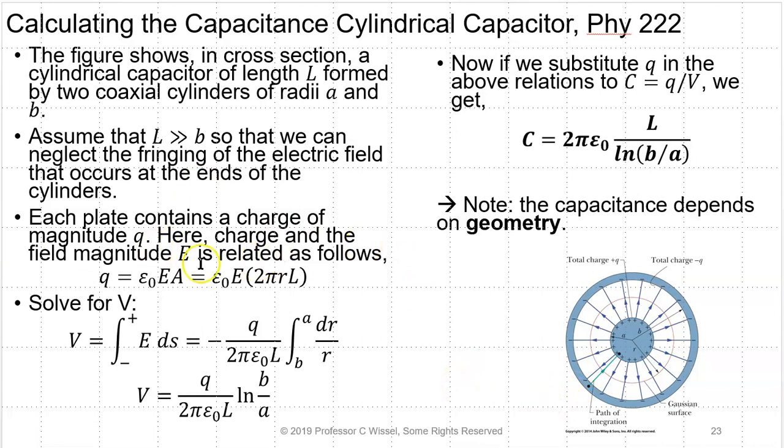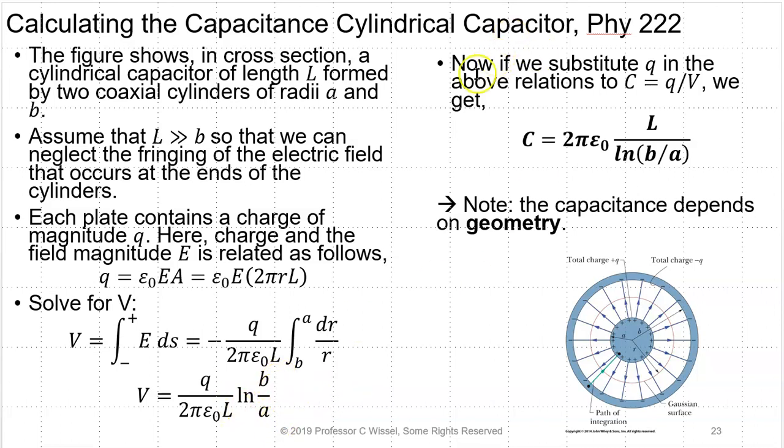Here the charge and the field magnitude E are related as follows. Q equals epsilon naught E times A, or epsilon naught E times 2 pi RL. This is just the area of the cylinder. We're going to solve for V. V equals the integral from negative to positive plate of E ds, and that equals minus Q divided by 2 pi epsilon naught L times the integral from B to A of dr over r, where r is the radius outward. V then equals Q over 2 pi epsilon naught L times the natural log of B over A by evaluating the integral.